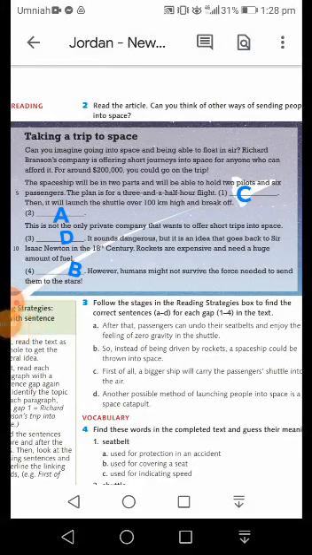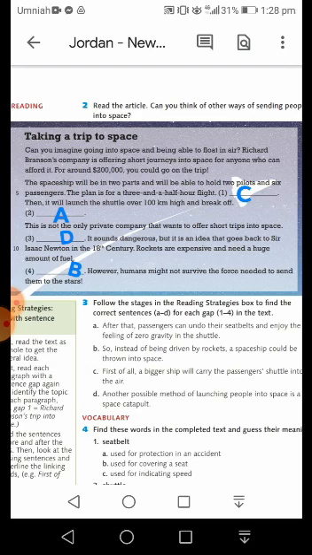Now let's do them. Number 1, the spaceship will be in 2 parts and will be able to hold 2 pilots and 6 passengers. The plan is for a 3.5-hour flight with C. First of all, a bigger ship will carry the passenger shuttle into the air. Then it will launch the shuttle over 100 km high and break off. Number 2, with A. After that, passengers can undo their seatbelts and enjoy the feeling of zero gravity in the shuttle. This is not the only private company that wants to offer a short trip into space.